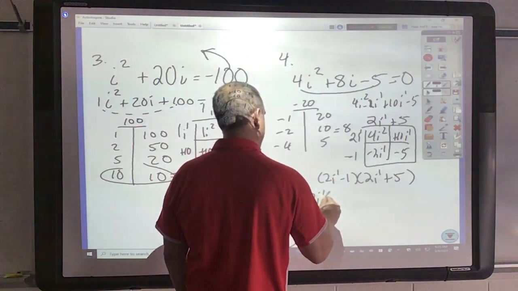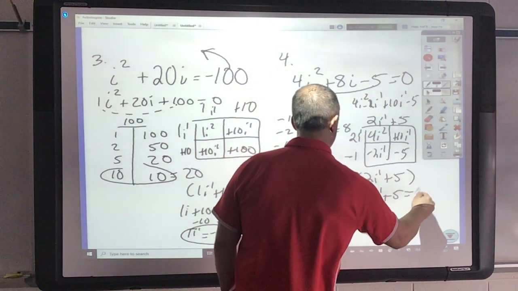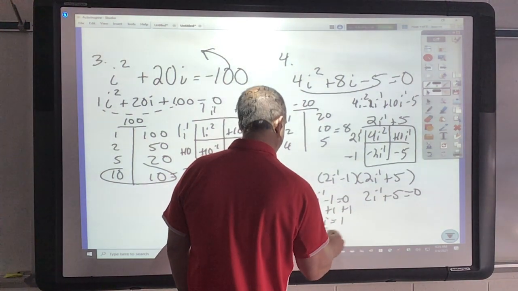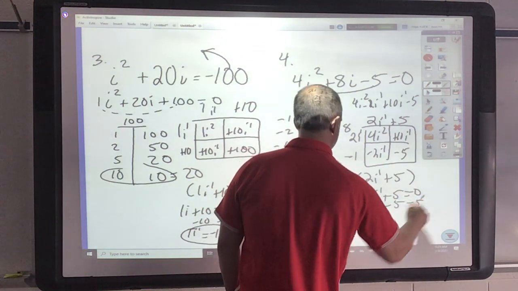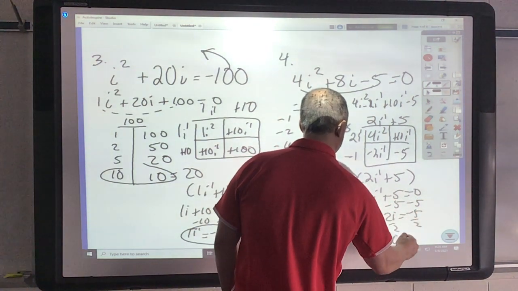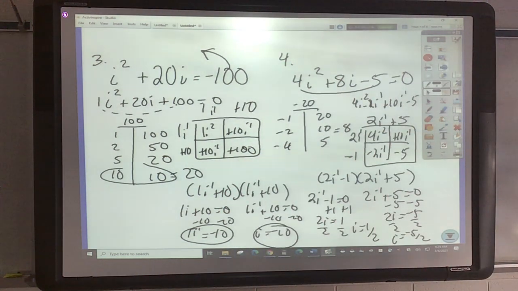Set those equal to 0 and solve. Okay, add 1, 2i equals 1, divide by 2, i equals 1/2. Subtract 5, 2i equals negative 5, divide by 2, i equals negative 5/2. Okay, so that is factoring and solving by factoring.